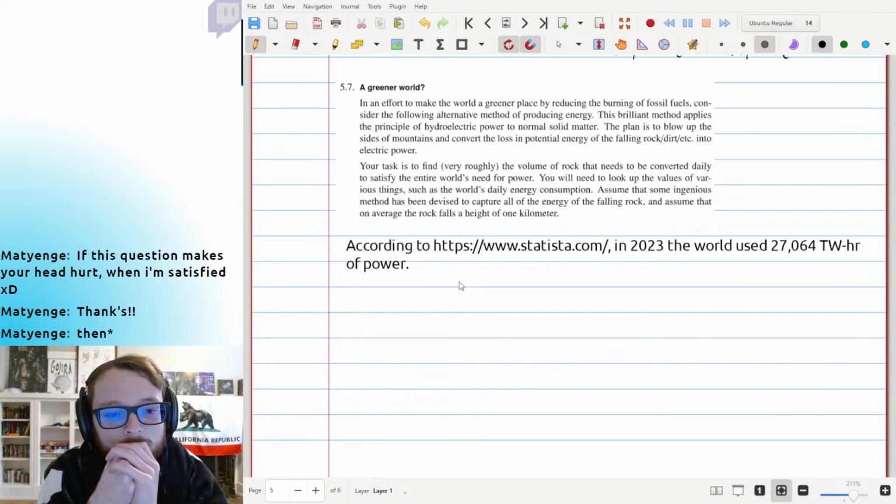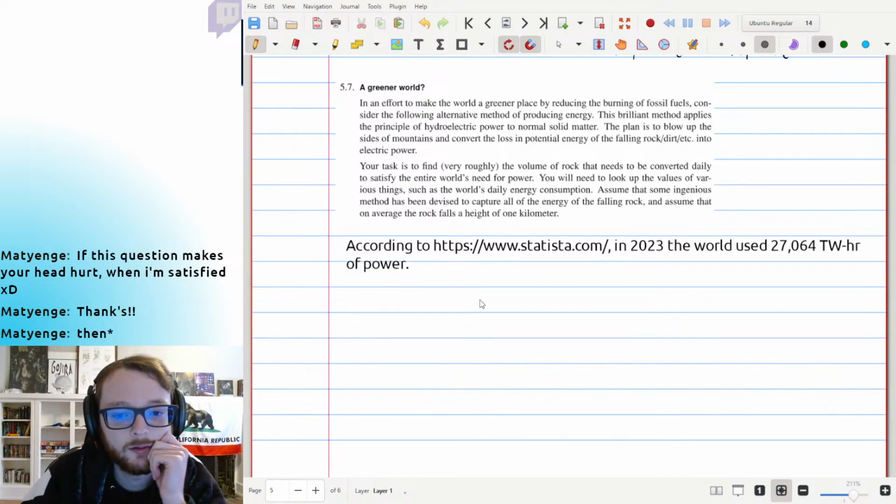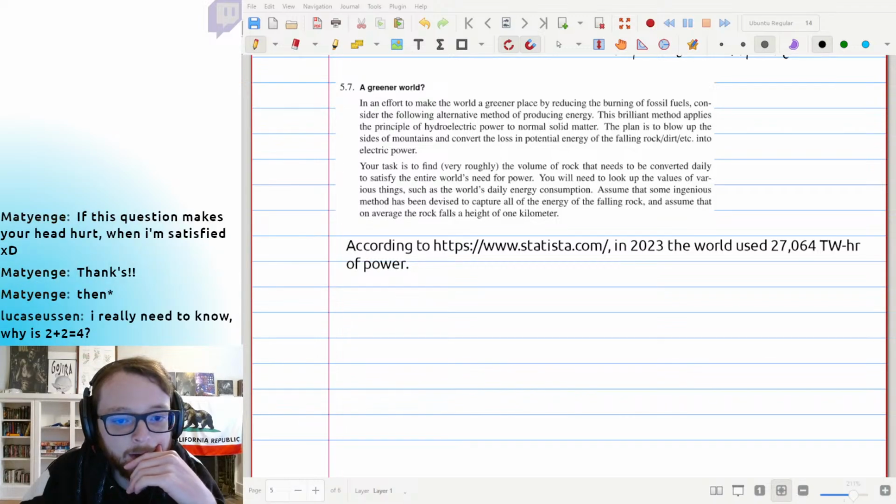World's daily energy consumption. So I guess the question is basically asking, how much potential energy do you need to match 27,064 terawatt hours of power? But obviously, energy and power aren't the exact same thing.